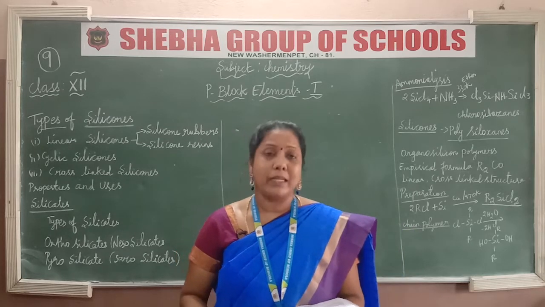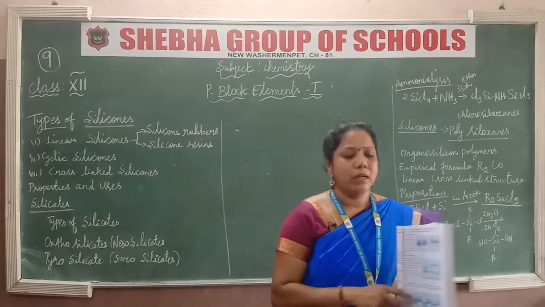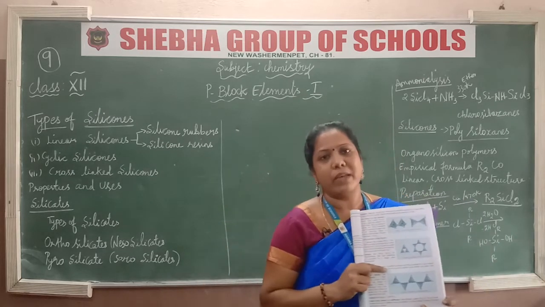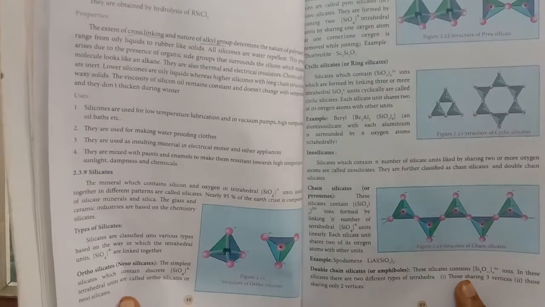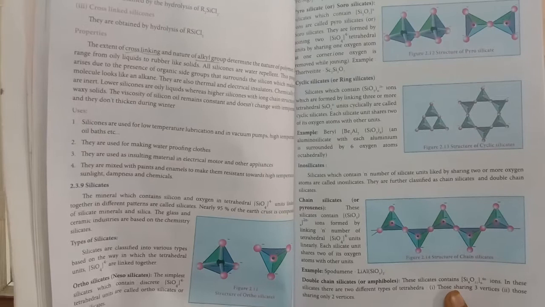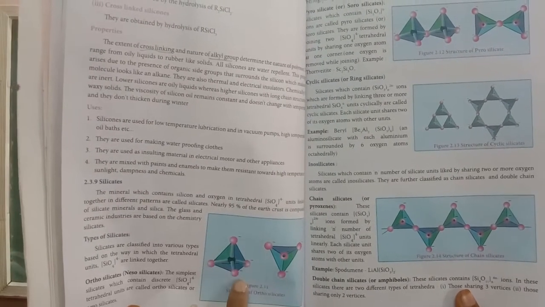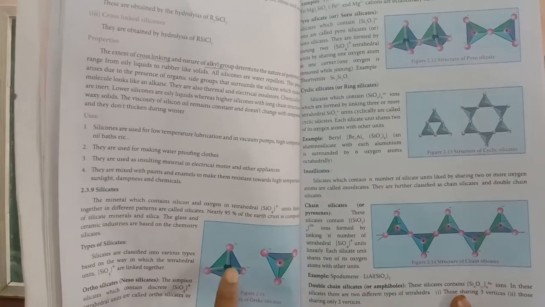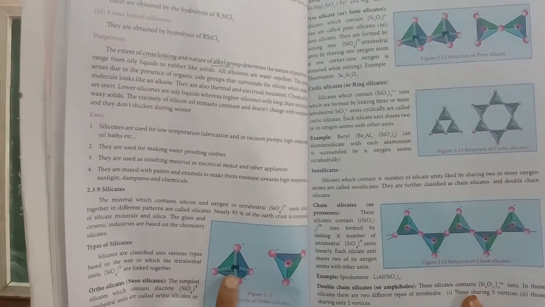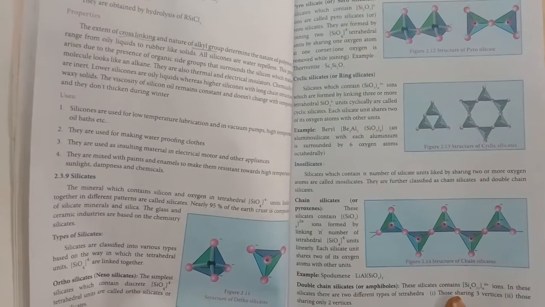And then the types of silicates. I am using the diagrams from this book, it will be very clear to understand. Okay, in this structure of orthosilicates, the silicon is bonded and surrounded by 4 atoms of oxygen, so that we can call tetrahedral units. Okay, this is the first type, that is also called orthosilicates.